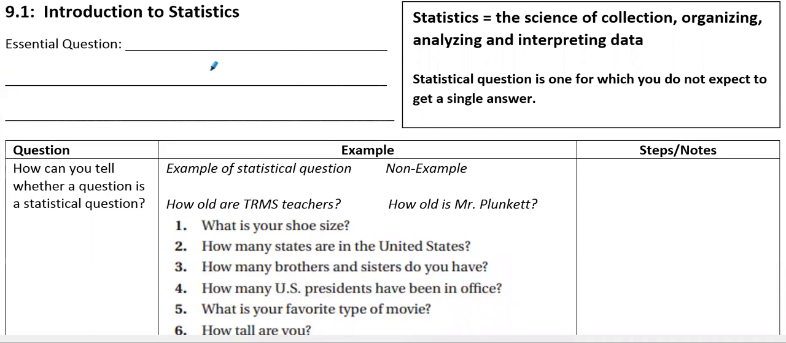Chapter 9, Section 1. This is the introduction to statistics. I love this chapter. Statistics are super interesting because they can be used to analyze things like people. And if you've done the Flipgrid today, which is on pets, this will be very much useful to you.